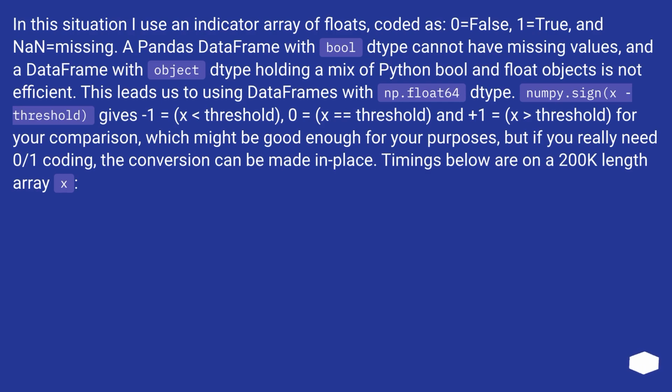numpy.sign(X - threshold) gives -1 for x < threshold, 0 for x == threshold, and +1 for x > threshold for your comparison, which might be good enough for your purposes, but if you really need 0-1 coding, the conversion can be made in place. Timings below are on a 200k length array X.